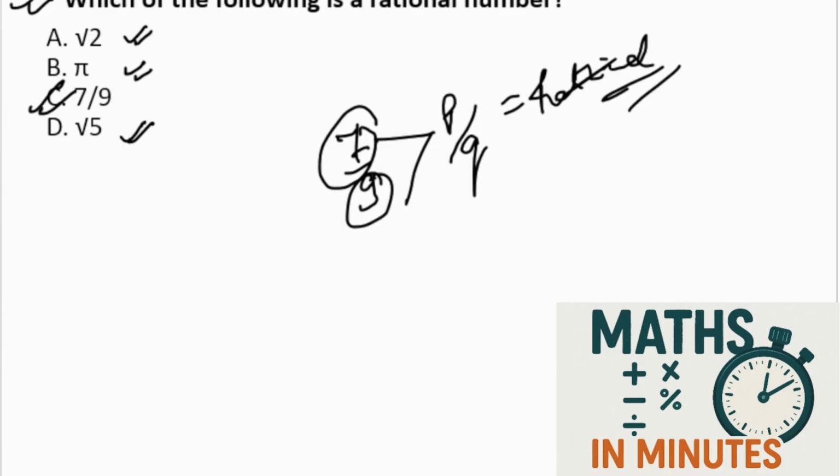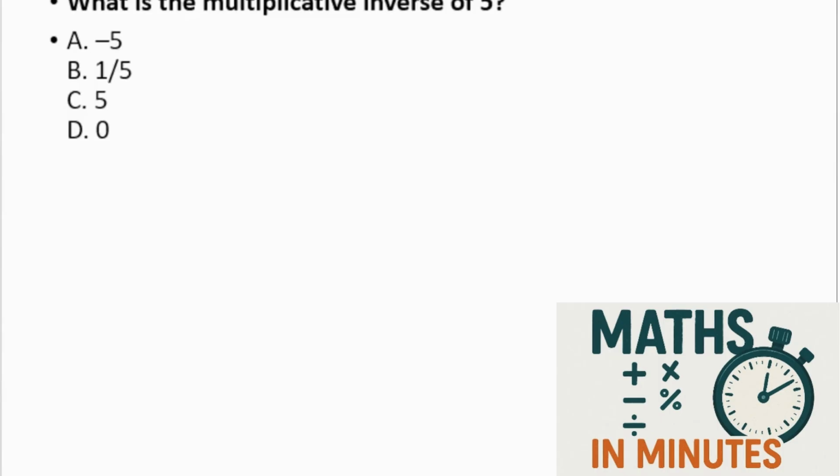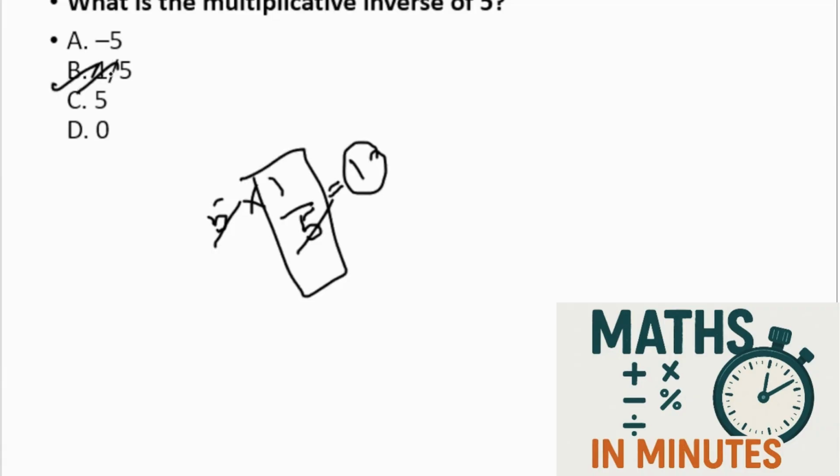Okay. Question number 2 is, what is the multiplicative inverse of 5? Options are -5, 1 by 5, 5 and D is 0. So what is multiplicative inverse? Multiplicative inverse means the reciprocal of the number, right? So the reciprocal of 5 is 1 upon 5, and when 5 and 1 upon 5 are multiplied, the result is 1. That means the reciprocal is 1 by 5. Got it, everyone? I hope it is clear now.